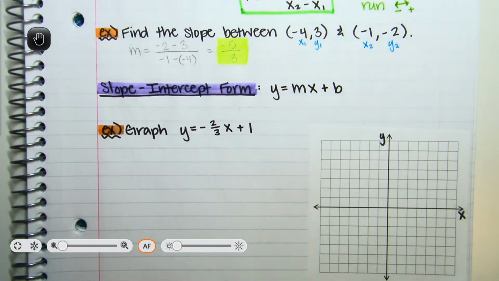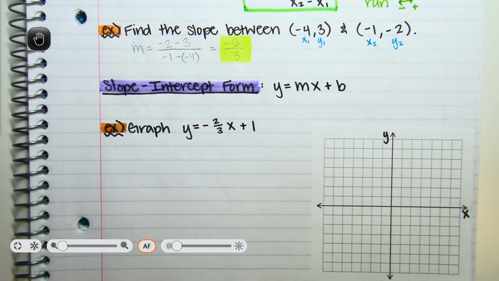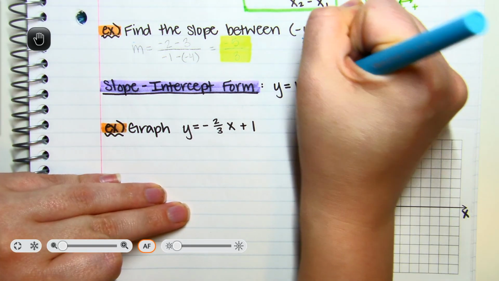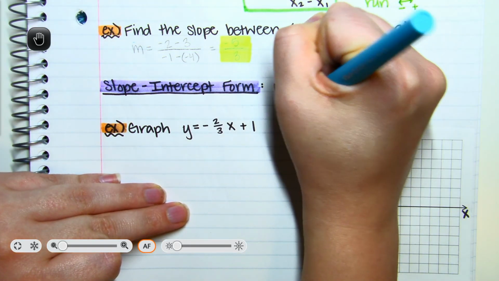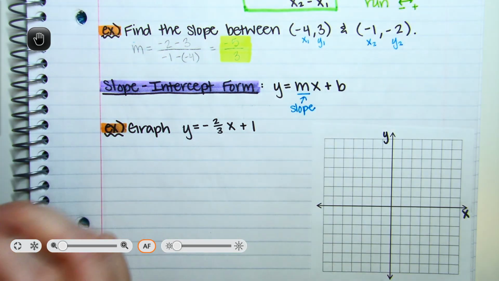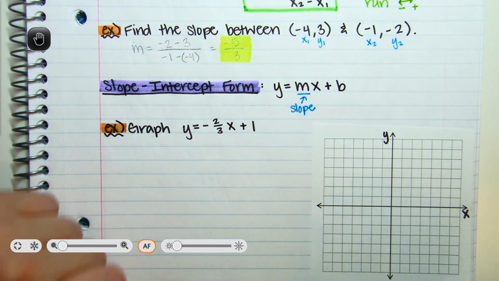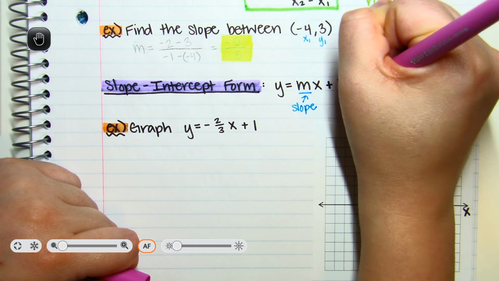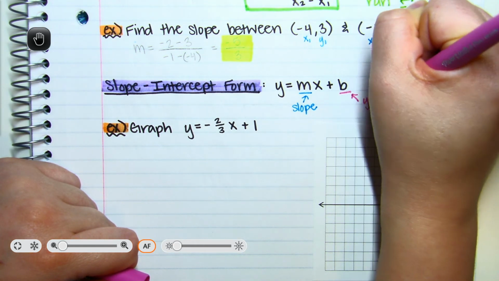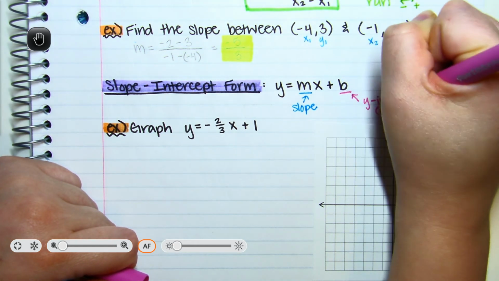All right, let's move on to looking at slope-intercept form. So this is something that you should be really familiar with. This is basically just the standard way of graphing a line, the y equals mx plus b. And in this, the m is the slope, and the b is the y-intercept, which is the point 0, b.